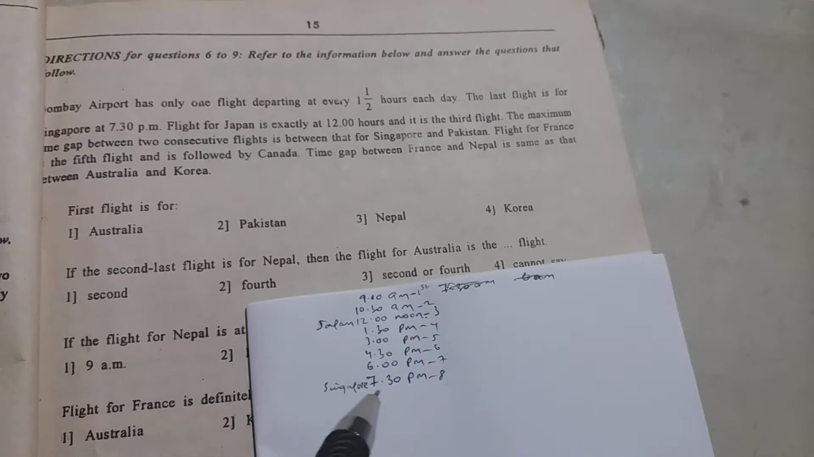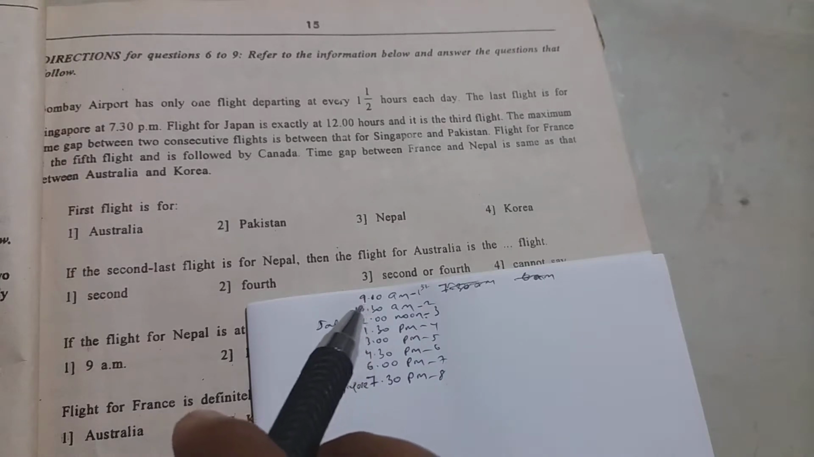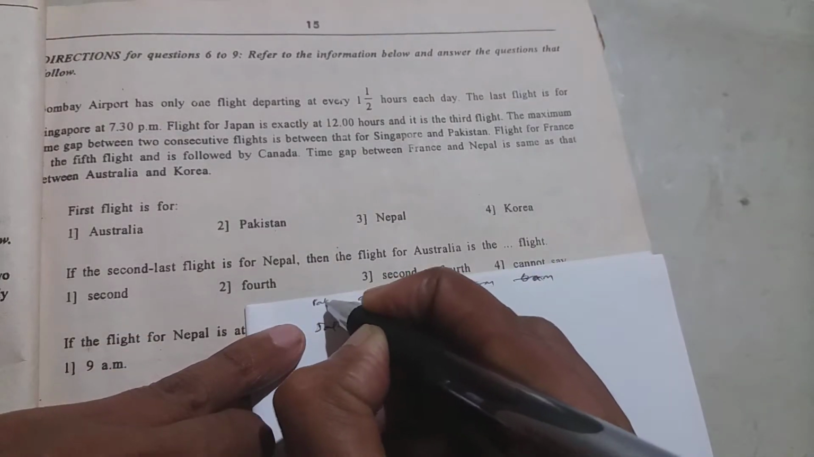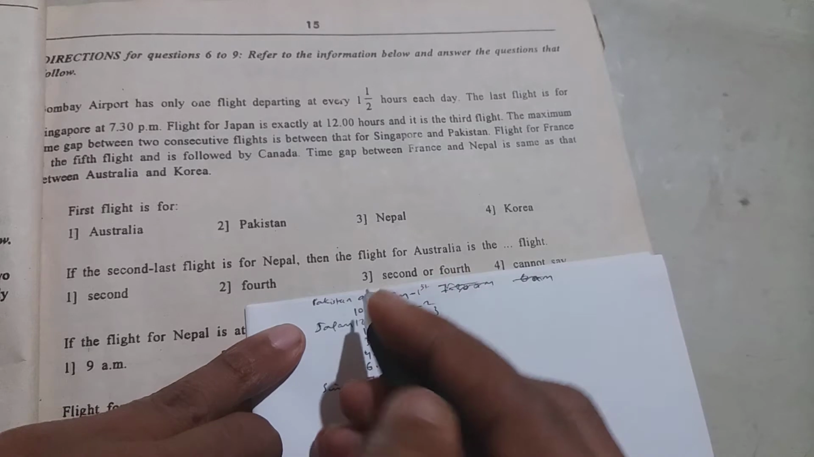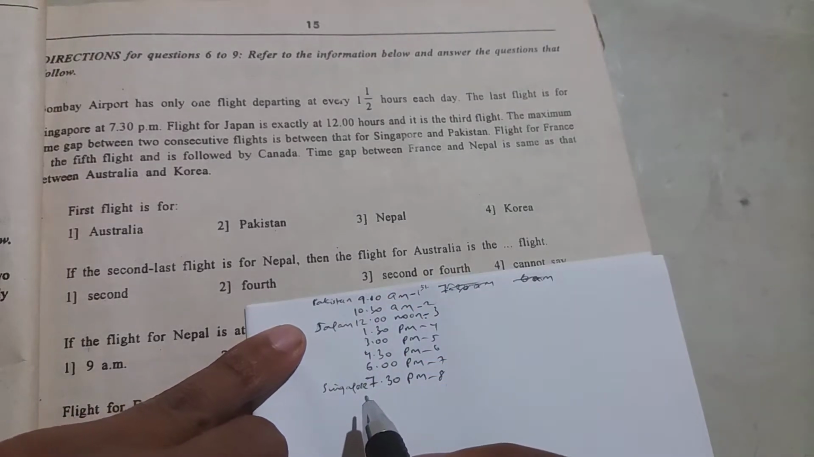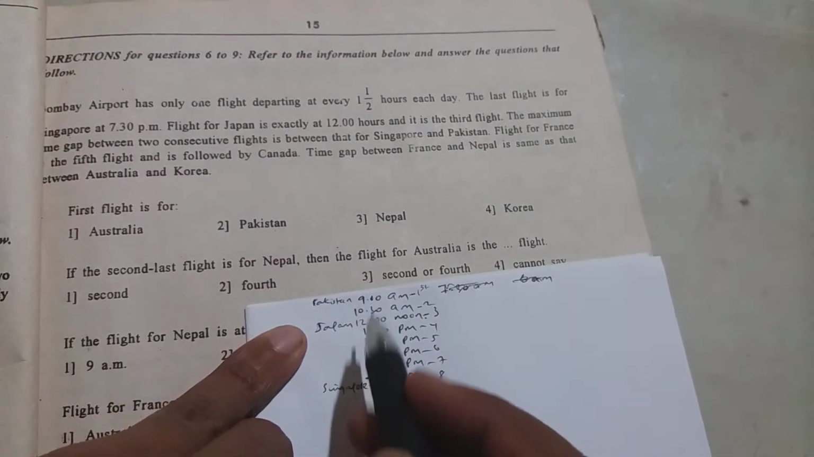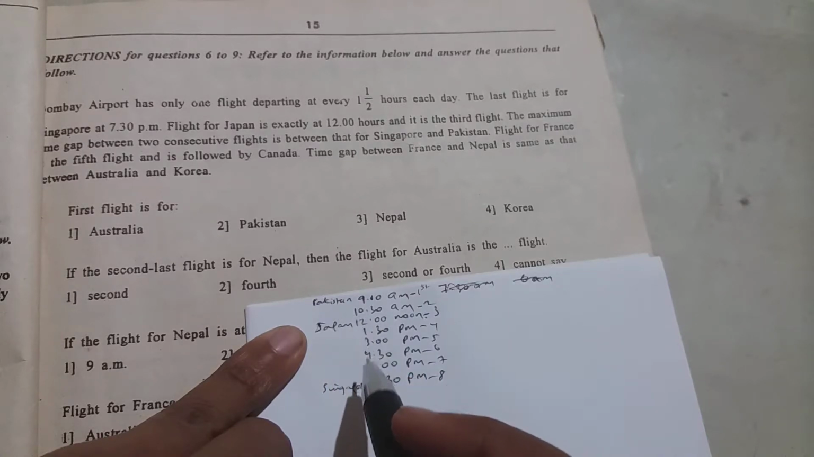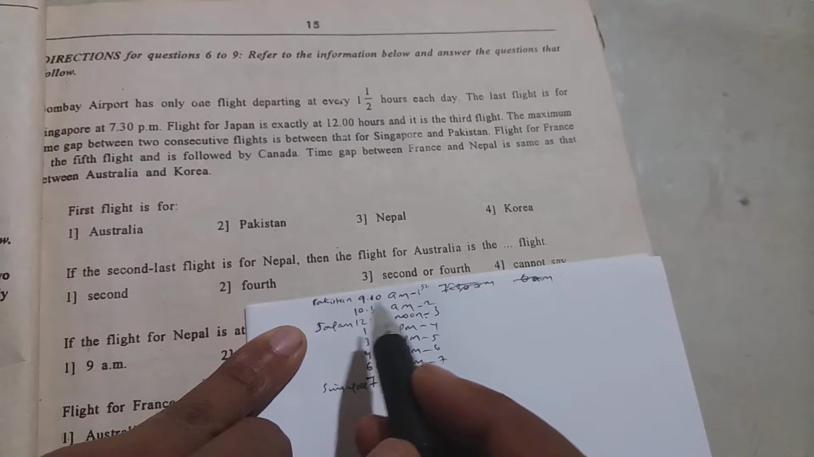So the maximum time gap between 2 consecutive flights is that of Singapore and Pakistan. So that tells us that Pakistan flight should be at 9 a.m. or the first flight of the day. If that is the case, then the time gap between these 2 flights, Pakistan and Singapore, will be the largest time gap. Because if I place Pakistan anywhere in between like 10:30, 1:30 or anywhere, that time gap will not be maximum. The maximum will be if I put Pakistan as the first flight of the day.